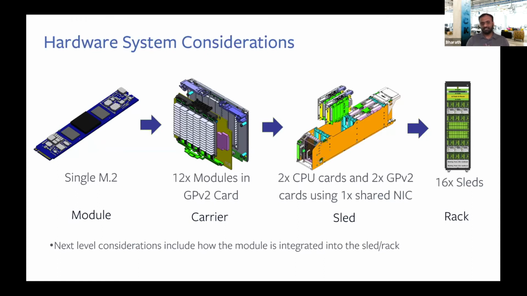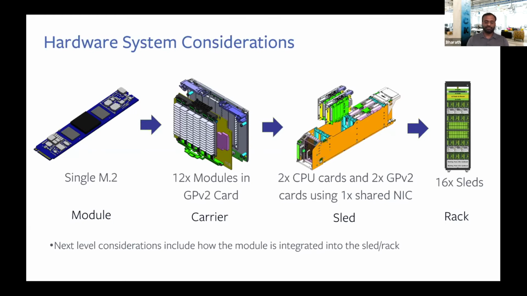So the sled, for example, can have 4 CPUs during general purpose compute, or it can have 2 CPU cards and 2 carrier cards, which have these up to 12 accelerator modules that all get mixed into the sled, and they have a shared NIC through which they connect to the top of rack. So this is the configuration that, for example, in this generation, was of relevance to us.